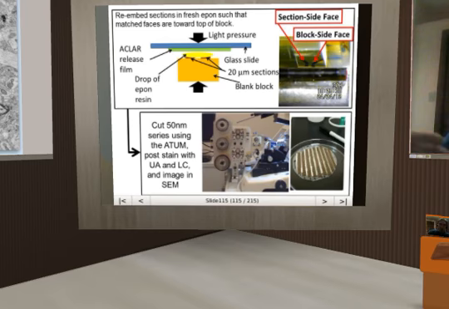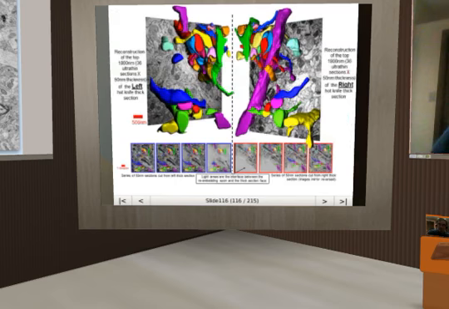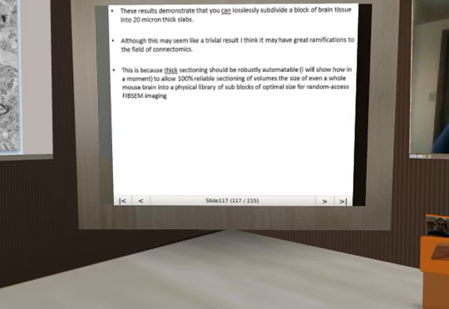I cut a few hundred sections that went through both of these matching faces, and I did a reconstruction on either side of this matched cut. And long story short, the reconstructions were able to trace fine neuronal processes from one side of the face back to the other and back again with no problem. So these results demonstrate that you can losslessly subdivide a block of brain tissue into 20 micron thick slabs.